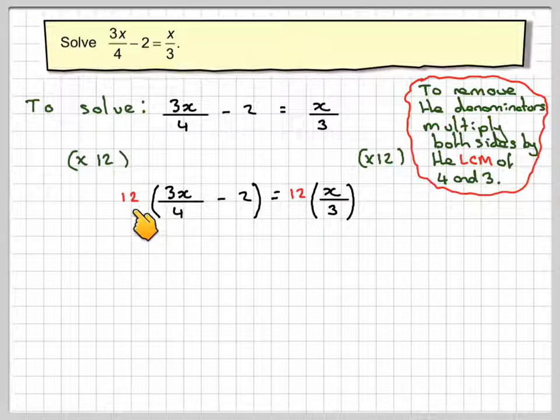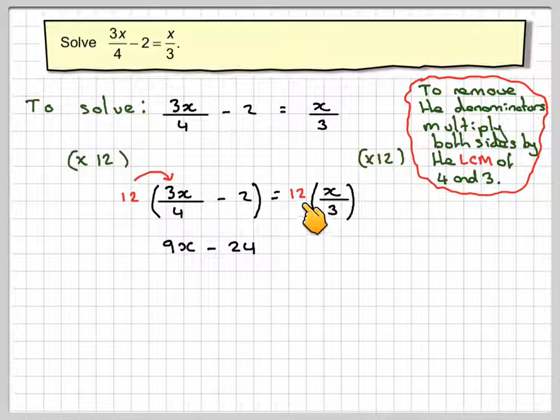Now, if we multiply by 12, 12 divided by 4 is 3. So all we need to do is 3 times 3, which gives me 9x, so then we need to do the 12 times the minus 2, which will give me minus 24. On this side we've got 12 divided by 3, so 12 divided by 3 is 4, so we're going to have 4x. Now we look at 9x and 4x, which is the smaller.